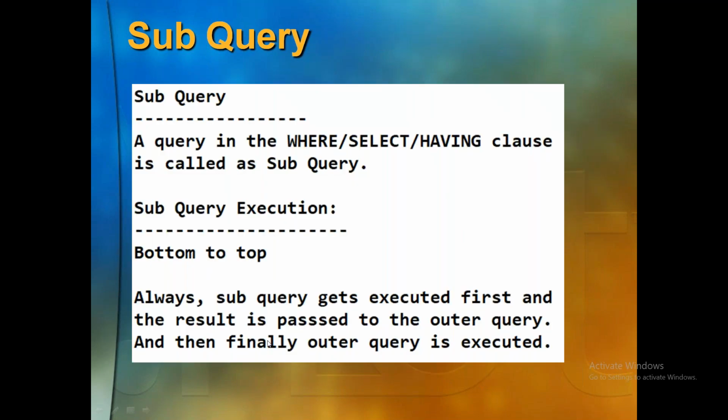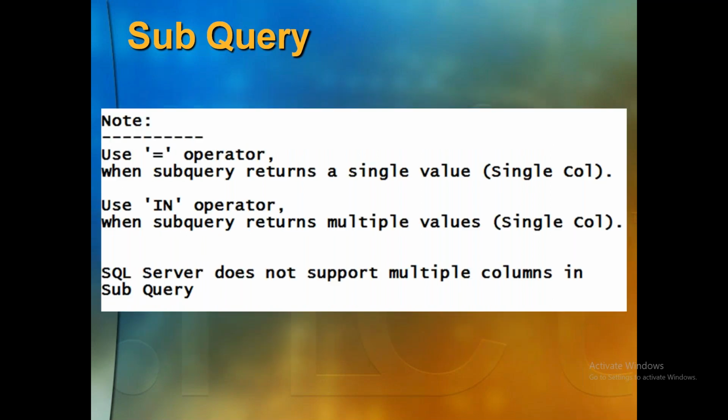will get executed. A query in the where clause, the select clause or the having clause is called a subquery, and subquery execution is from bottom to top. Always the subquery gets executed and the result set is passed to the outer query, and then finally the outer query is executed. Clear? Now use the equals to operator when the subquery returns a single value. Use the in operator when the subquery returns multiple values but a single column. SQL Server does not support multiple columns in the subquery.